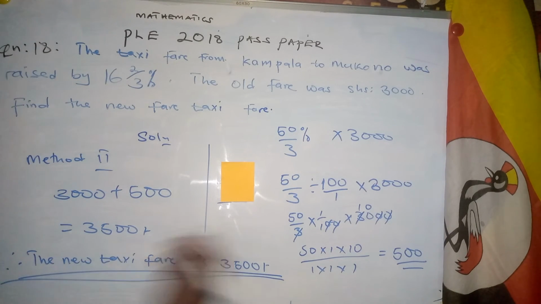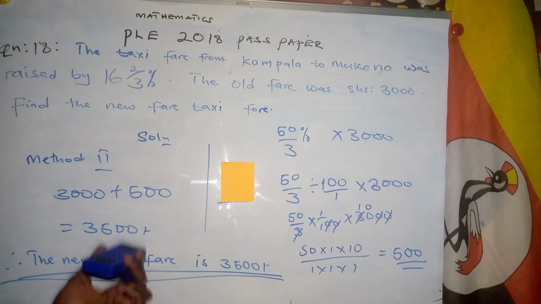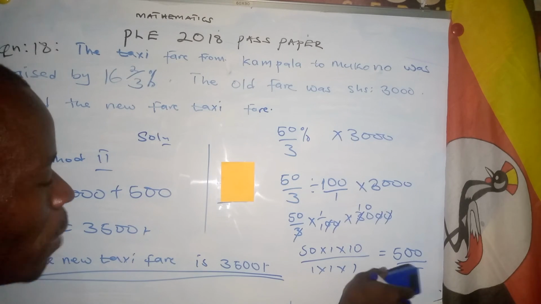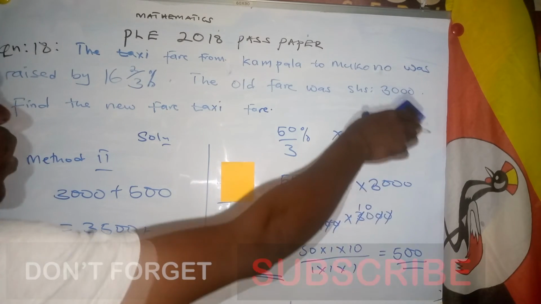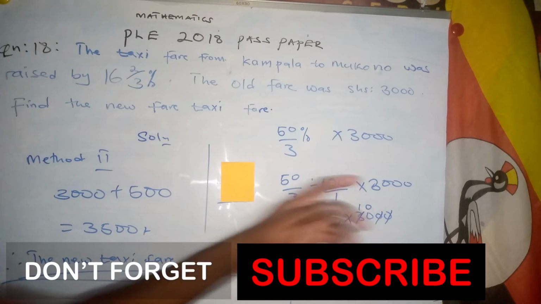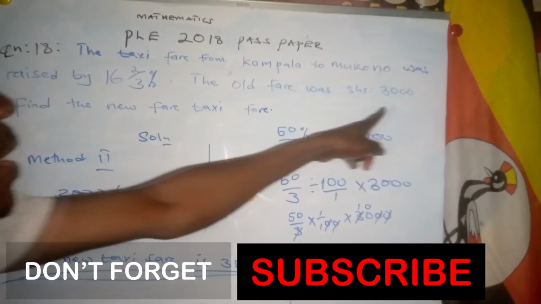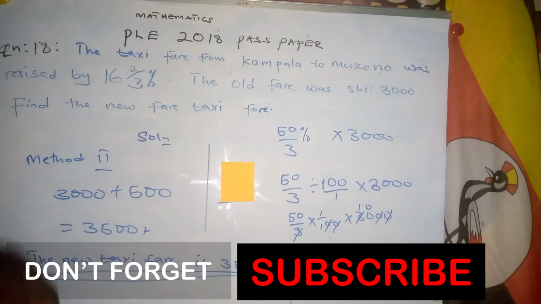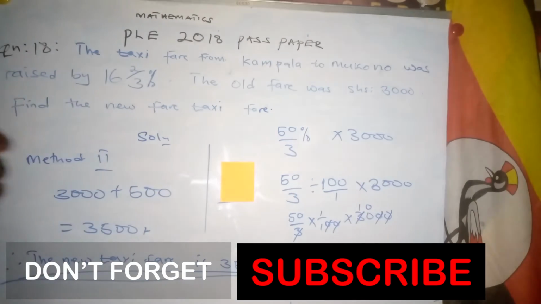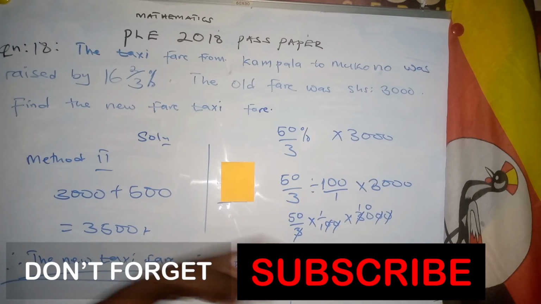So you can choose the method which is easy to use. If you use this one or the first method, but this one I think is the simplest, because after calculating you add the money you get here. Remember this is not the final, but this is the percentage increase on 3,000. So don't leave it at 500. If you leave it there, you'll fail, because they said this 3,000 has been increased by 16 whole number 2 out of 3%. So the money you get here, this 500, is the money topped up to 3,000. So you have to add it to 3,000 to make it 3,500.